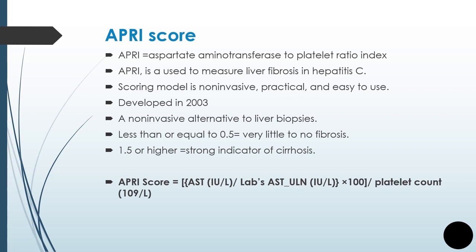The APRI score is calculated with the help of this formula, in which in the numerator the AST level of the patient is used, and it is divided by the lab's upper normal limit of AST level and multiplied by 100. This whole figure comes in the numerator, and the whole figure is divided by the patient's platelet count.